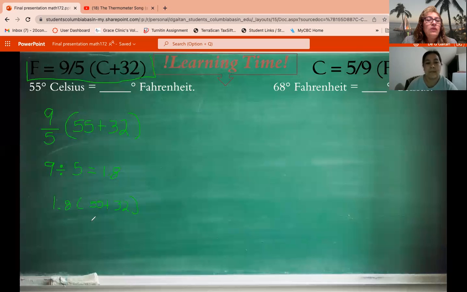So let's go to the next step. Now we have a multiplication. So now we have to multiply 1.8 times 55. Who can tell me what the answer is? You all have calculators. What is the answer? Catherine said 99. She is right.